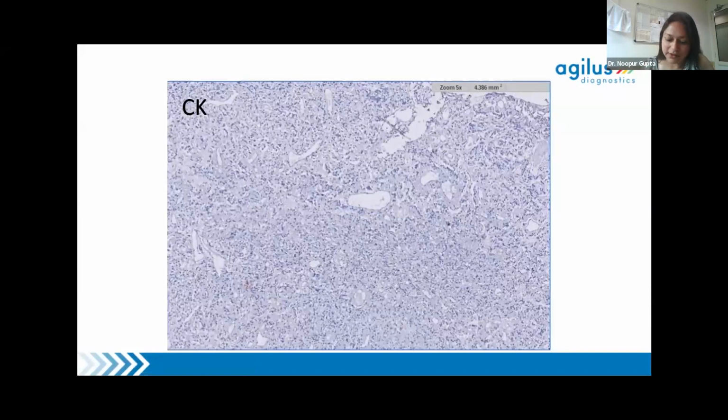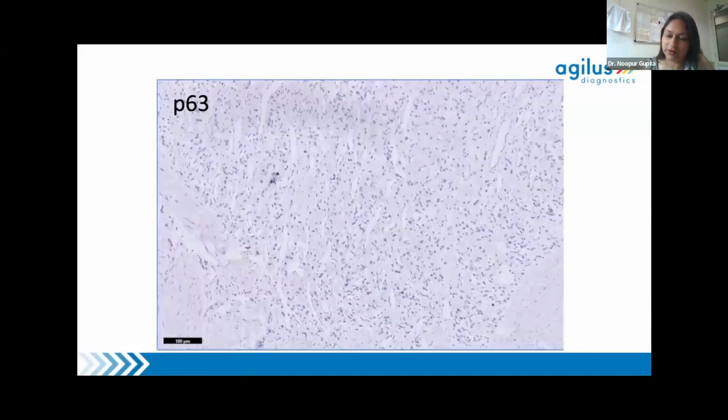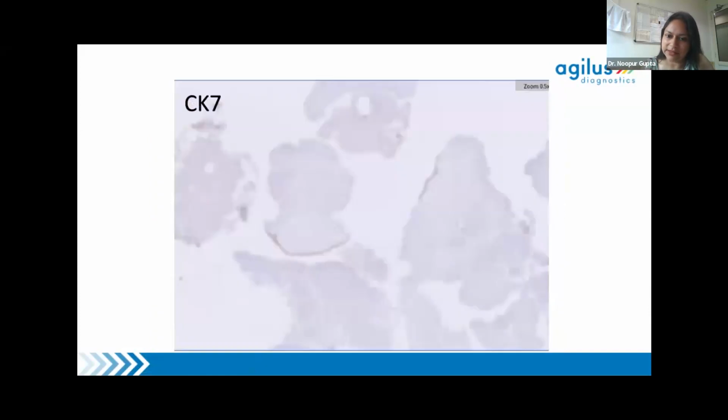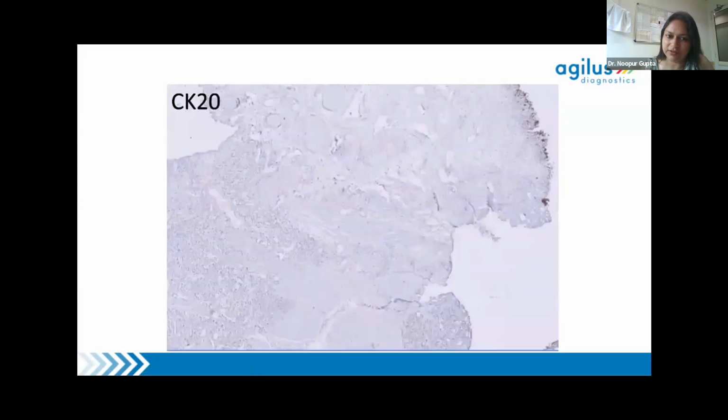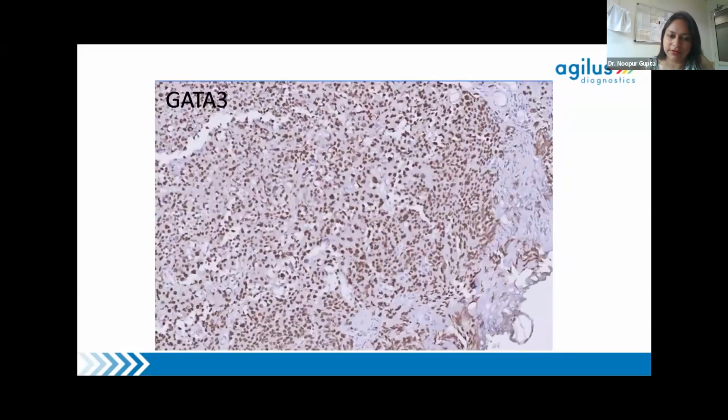We did a pancytokeratin, which was entirely negative. A P63, which was also negative. A CK7 negative. I'm sorry for the bad quality of this image. And a CK20, which was again negative. We can see the umbrella cells positive in this image. GATA3 was diffusely positive in the tumor cells. So GATA3 would be positive in a TCC, in a urothelial carcinoma.